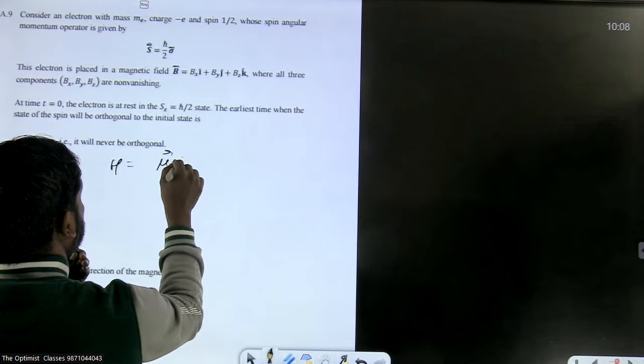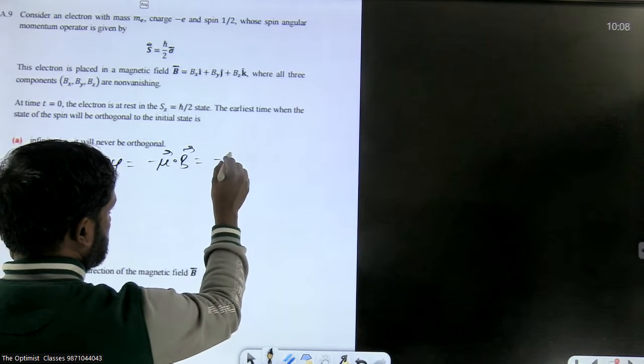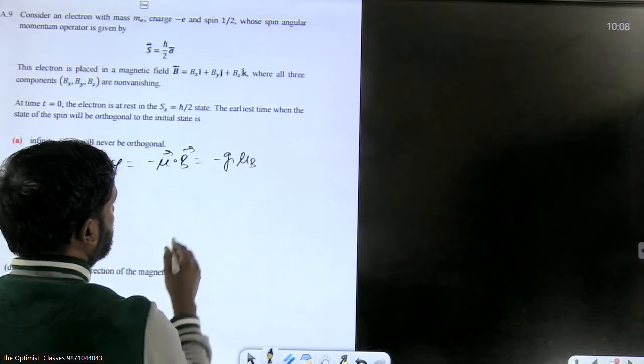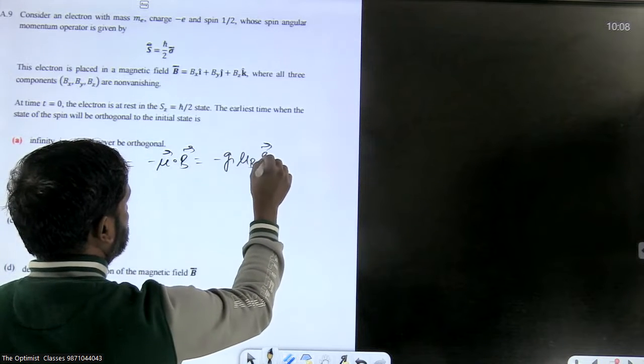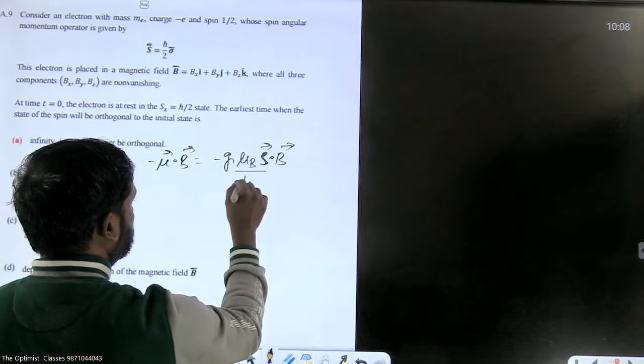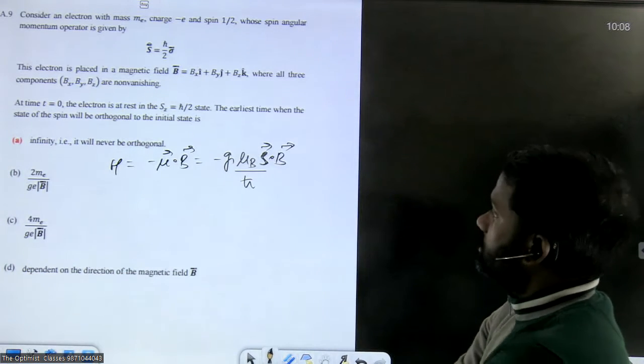Magnetic moment dot magnetic field. So this can be written as magnetic moment, some Landé g factor, Bohr magneton, and S dot B here, divided by h bar. So that is the energy. So that is the Hamiltonian.